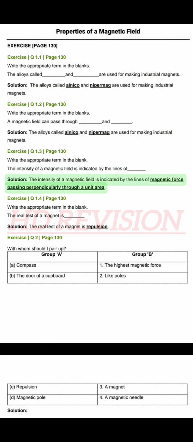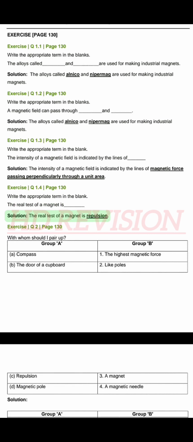Solution. The intensity of a magnetic field is indicated by the lines of magnetic force passing perpendicularly through a unit area. The real test of a magnet is. Solution. The real test of a magnet is repulsion.